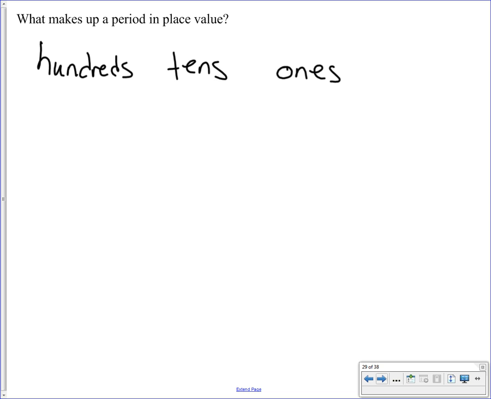So if I make a place value chart, ones, tens, hundreds, and then I talk about my thousands, or this is the ones period, rather. I do ones, tens, hundreds, and this is my thousands period. I normally have a comma right there separating the two periods. So let's take a look at some numbers.